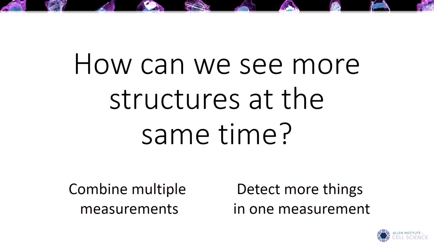So there's two ways that we can go about this, or two ways that we're currently going about this. One is to try and see more structures in a single field of view, try and see more things in a single measurement. And the other is to combine multiple measurements to see more structures at the same time. Let me talk about the first one.